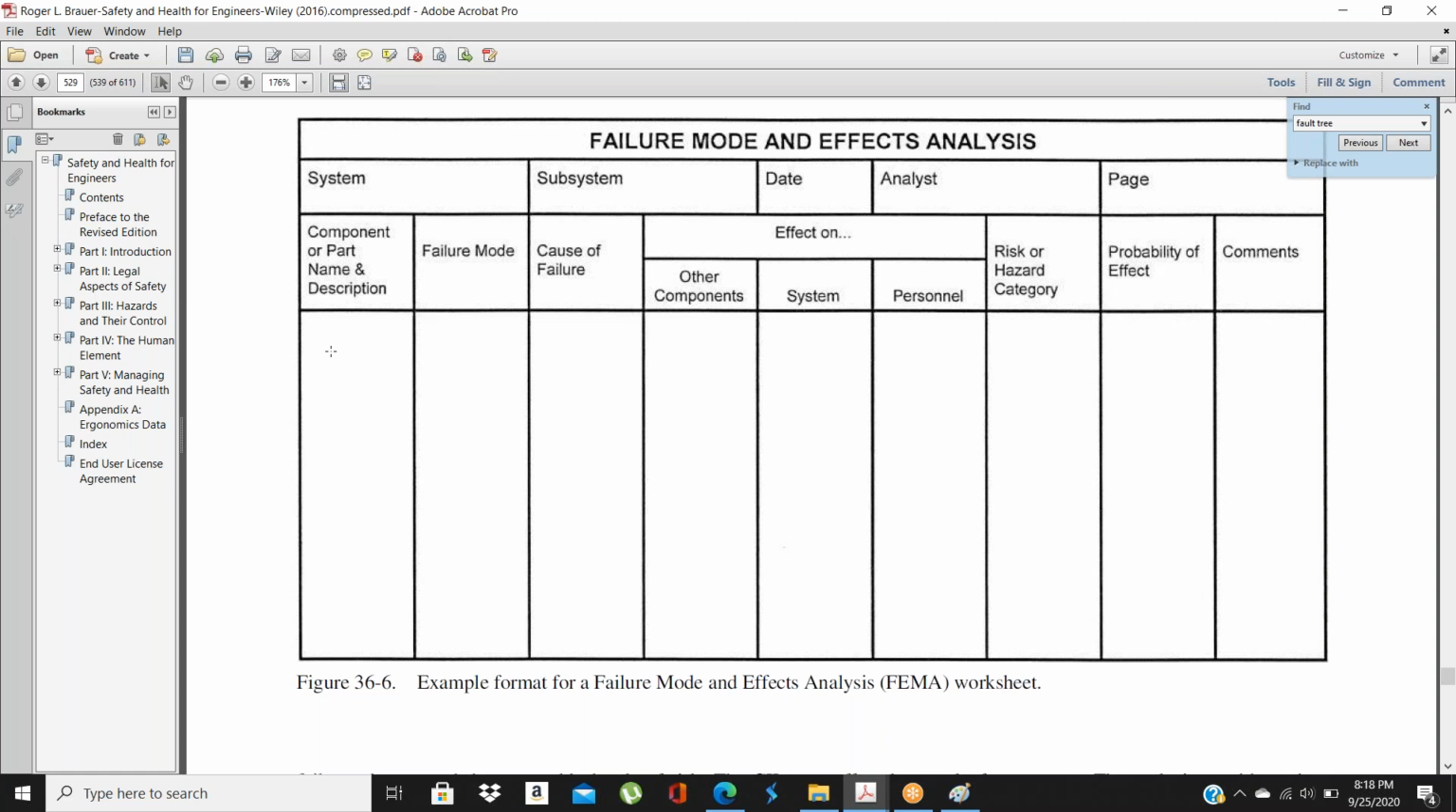Let's suppose we have one pump. What will be the failure mode? How can it fail? Maybe someone did not switch on the pump. Maybe the pump has some internal damage. Then what will be the causes of that failure?